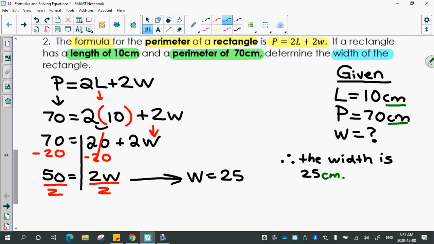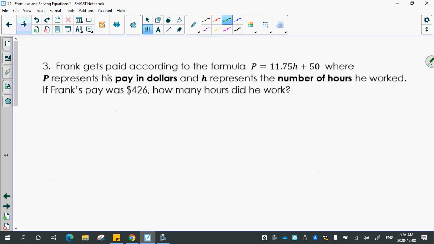Okay, so that one was harder because we had 3 variables in the formula instead of just 2. The ones with 2 tend to be the most straightforward. And actually probably the most common in grade 9 until we get into our measurement unit. Okay, let's look at the next one.